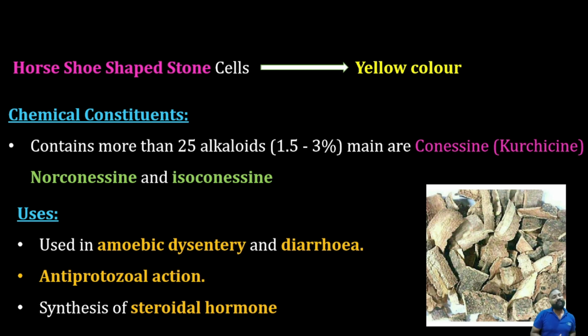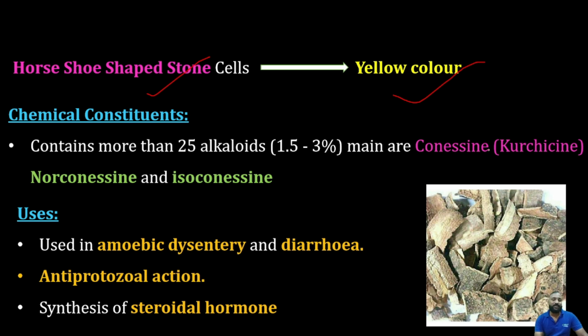How do we confirm that the Kuchi bark has the active principle? Under the microscope, if we see yellow-colored, horseshoe-shaped stone cells, then it is the active Kuchi bark and is not adulterated. That is the indicating parameter. If you observe horseshoe-shaped stone cells which are yellow in color, that will be the Kuchi bark.